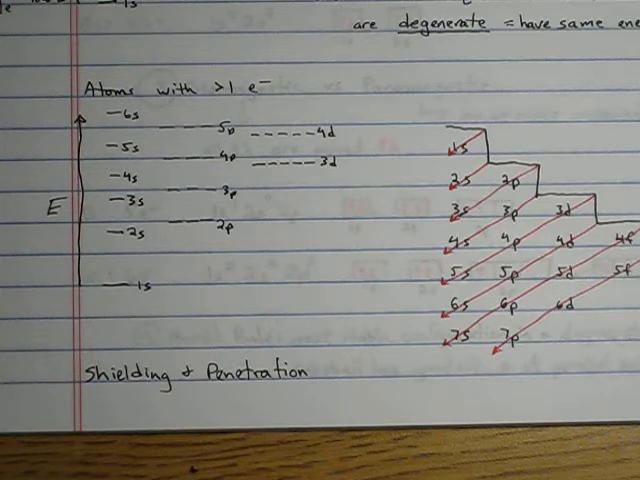However, what experiments have shown is for multi-electron atoms, the energies of the orbitals and the shapes and sizes of the orbitals are very, very similar to hydrogen.